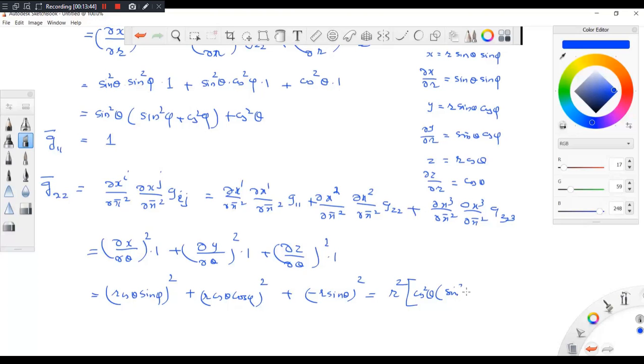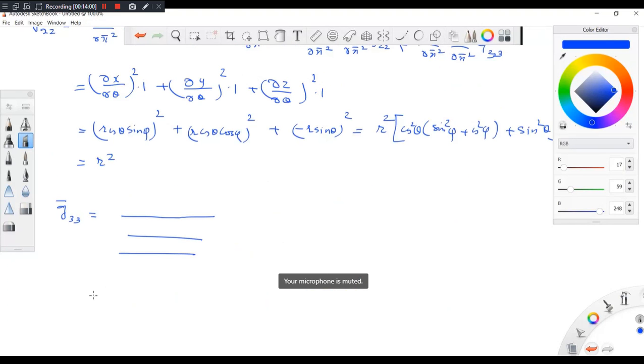So this is merely r². Okay, and similarly the rest I will give you. G bar 33, this you compute, and you will get r² sin² theta.